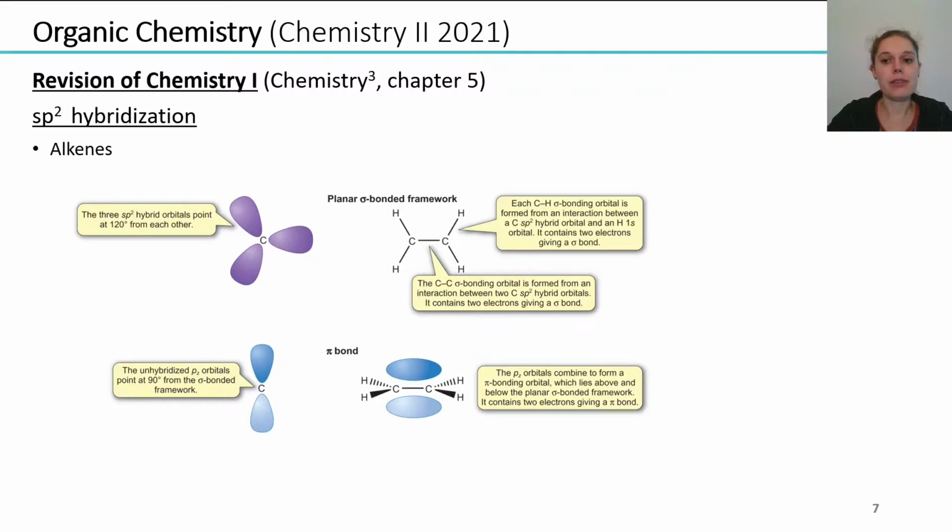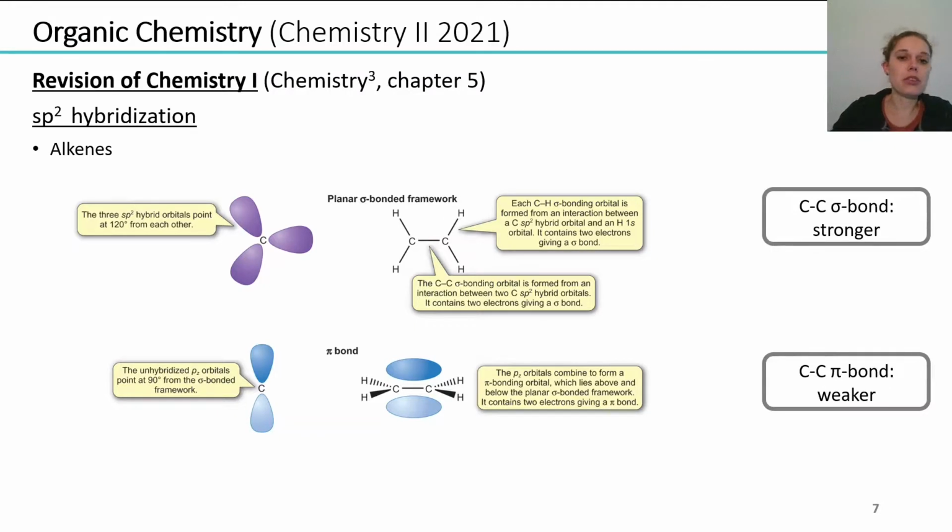And these two pz orbitals then finally combine to form the pi bond, which results in electron density above and below the planar sigma bond framework. And how this works we will discuss in more detail in our chapter for alkenes, but you already know the very basic situation now of the pi bond. And what is important here to know is that the carbon-carbon sigma bond is stronger than the carbon-carbon pi bond.